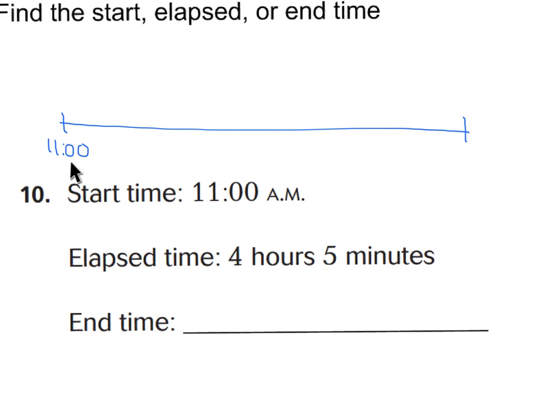We're starting with 11. And if we want to add 4 hours to 11, let's just start 1 hour at a time. 1 hour would make it 12 o'clock p.m. I'm going to put a p.m. there so I don't forget. Now another hour from my 12 o'clock would make it 1 o'clock p.m.